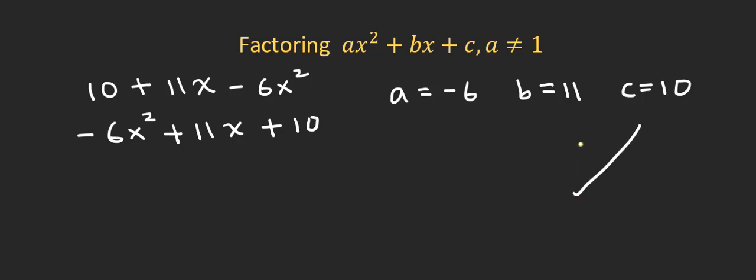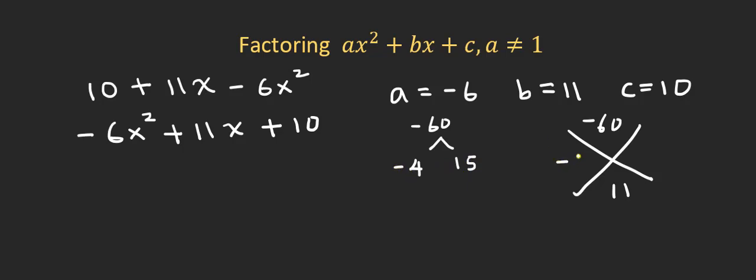Using the x method, a times c is negative 60, and b is 11. Now, what are the factors of negative 60 such that when you add them up, you get 11? Well, let's see. I get 4 and 15, but one has to be negative. So how about negative 4 times 15? Negative 4 times 15 is negative 60, and when you add them up, you get positive 11.